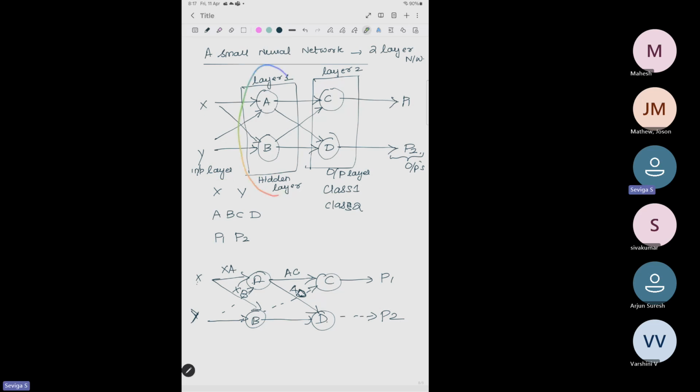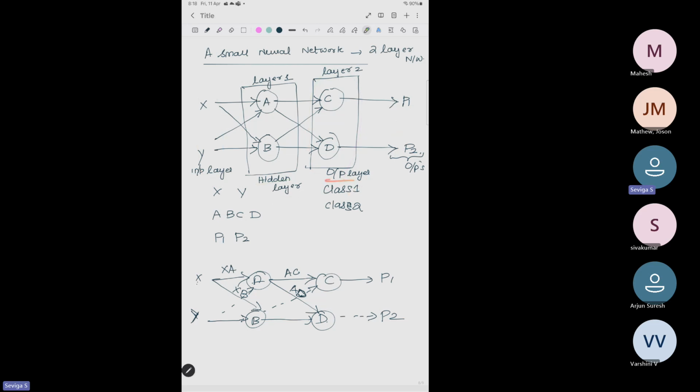The second thing is called the hidden layer. Why do we call it the hidden layer? If somebody sees the network from the input side or from the output side, this layer is hidden. If you look from the input layer, the input is visible. If you look from the output layer, the output is visible. This layer is not visible. This is hidden, so it is called the hidden layer.